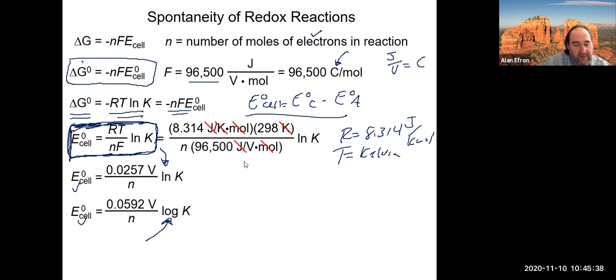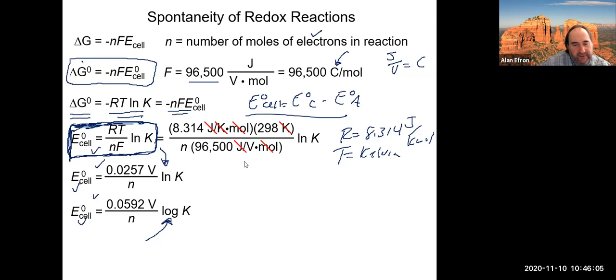I will say that there might be a slight variance in your answer depending on which version of this equation you choose and how you round. Usually a lot of times you'll get a number with an exponent. The exponent part will be fine, but the front part might be slightly off depending on how you round. So keep that in mind.